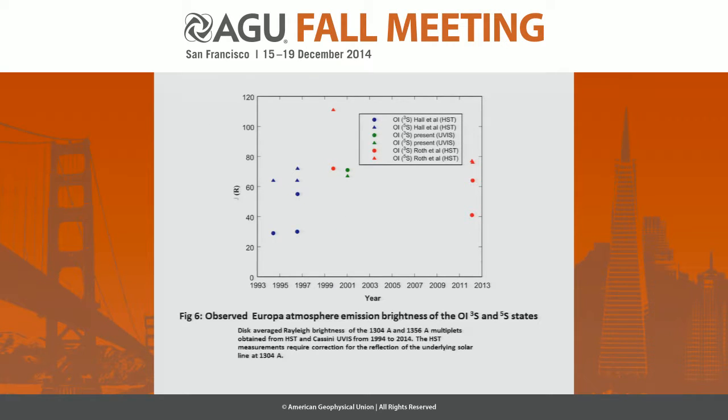So this is a compilation of the measurements from 1994. The Hall is in blue. The UVIS result is in green. And Roth is in red. The triangles are the 1356 transition. So everything is clustered around about 60 Rayleighs in all of these measurements, plus or minus 30. So you don't see a spectacular variation in any of these results.